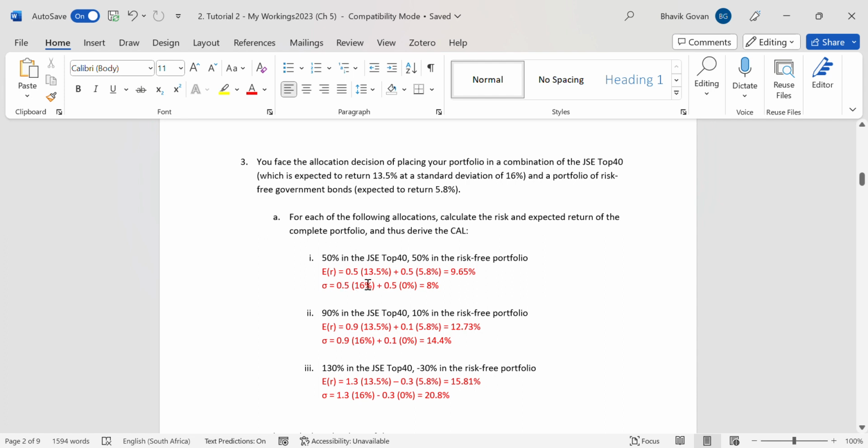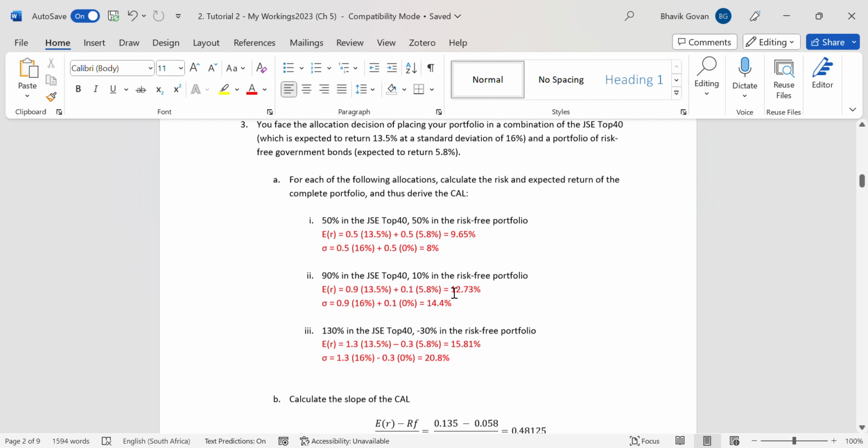So the return will just be 0.5 times the return on the JSE, which is 13.5%, plus 0.5 times the return on the risk-free, which is 5.8%, and we'll get 9.65% as our expected return. For the standard deviation, it'll just be 0.5 times the risk of the JSE, which is 16%, plus 0.5 times the risk of the risk-free government bonds, which actually have a risk of 0. So your answer will be 8%.